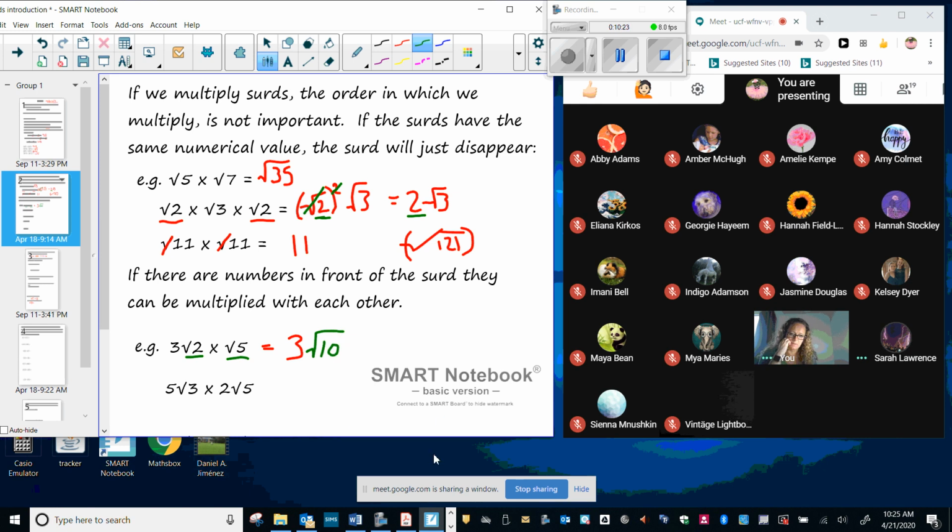Yep. Okay. And then this one here. Sienna, what would I have here? Let's deal with the big numbers first. Would it be 10 square root 15? That's exactly what it would be.